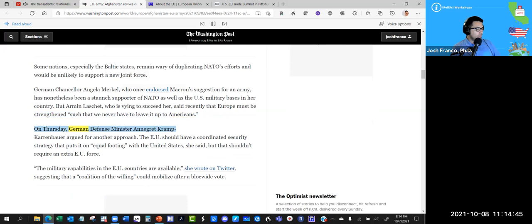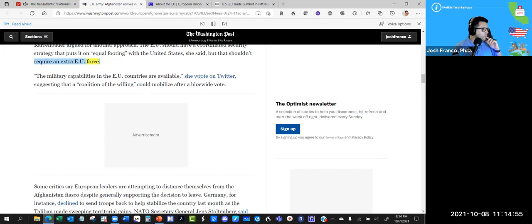On Thursday, German Defense Minister Annegret Kramp-Karrenbauer argued for another approach. "The EU should have a coordinated security strategy that puts it on equal footing with the United States," she said, but that shouldn't require an extra EU force. "The military capabilities in the EU countries are available," she wrote on Twitter, suggesting that a coalition of the willing could mobilize after a bloc-wide vote.